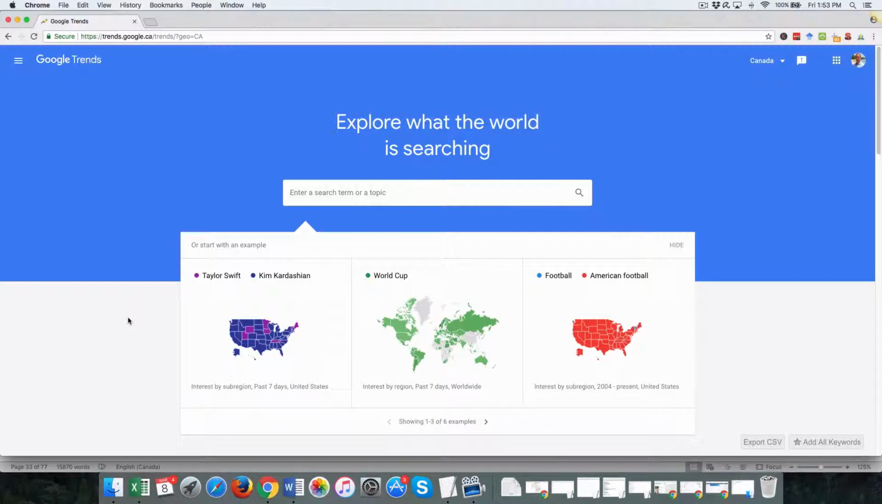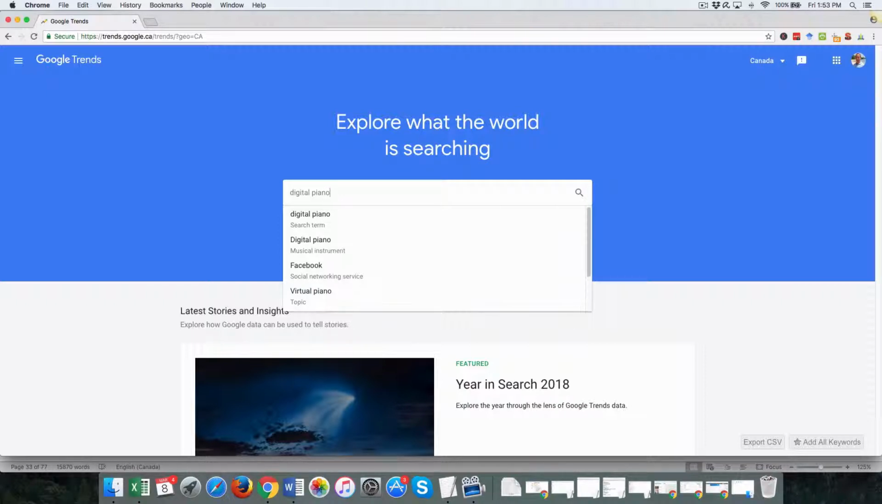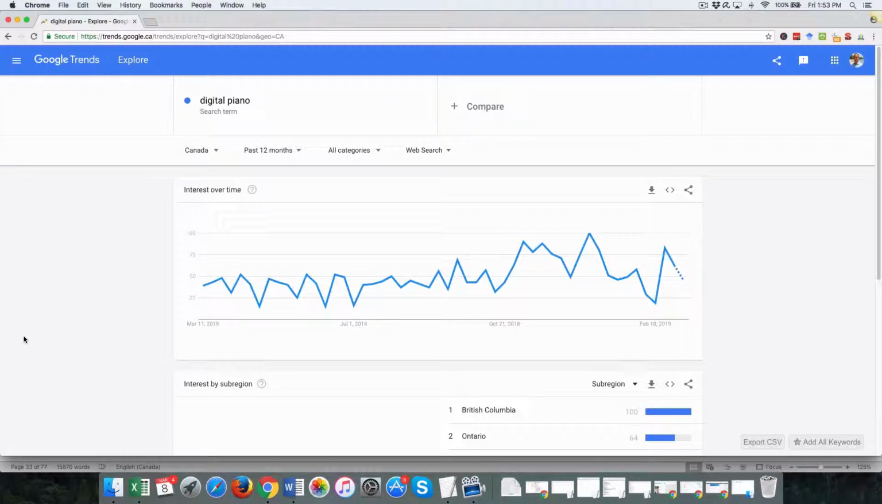So I'm going to use a keyword term that I'm familiar with because I'm in this niche actually, digital pianos. So I'm going to type in actually digital piano, the singular, and then hit enter. And there's a few things to keep in mind here. So first of all, this is where Google is going to show you the search term that you just typed in. You can also compare a couple of terms if you want to do that.